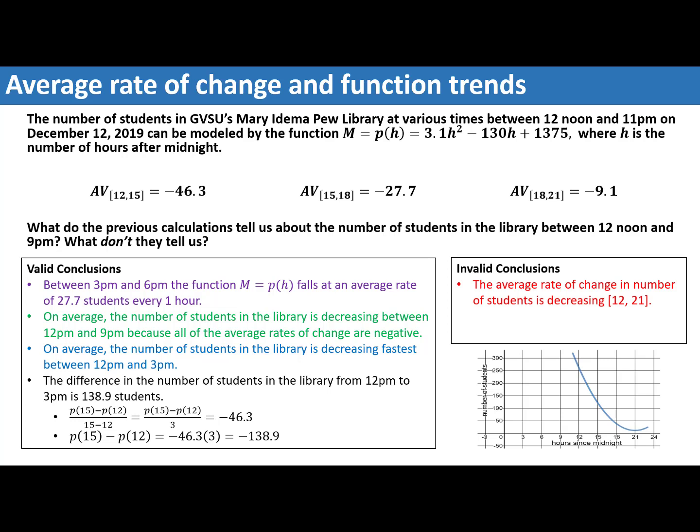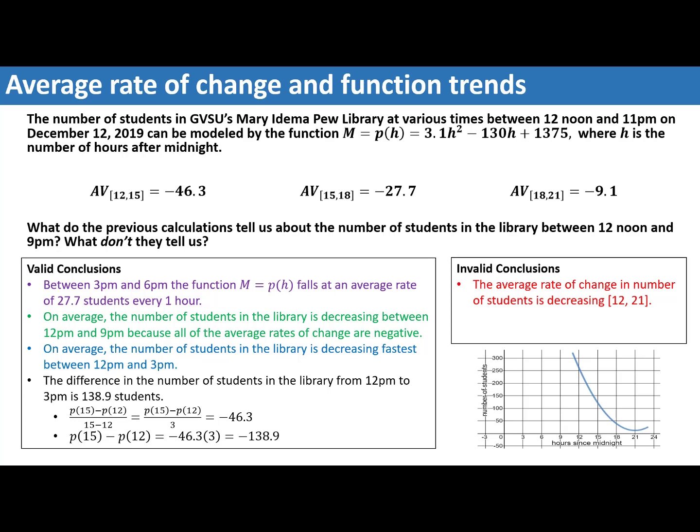So some students will try to say that the average rate of change in the number of students is decreasing from 12 to 21, and that is false. If you look at these values, negative 46.3 to negative 27.7, that is an increase. So the average rate of change is actually increasing from 12 to 18. I think what the student probably meant to say there is that the function p of h is decreasing because the average rates of change are negative. So be careful about that.